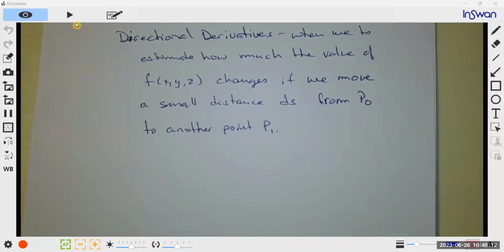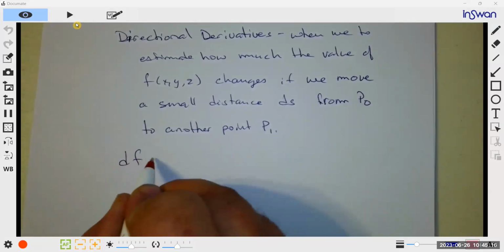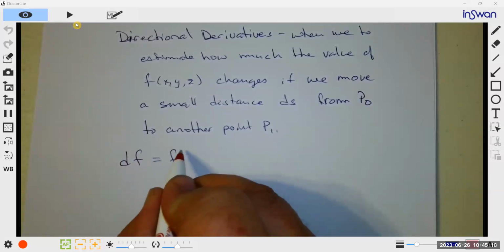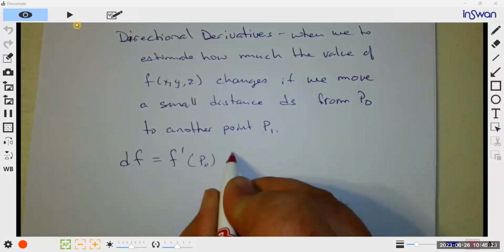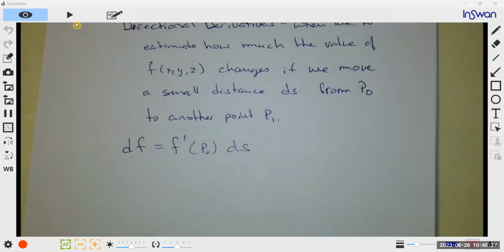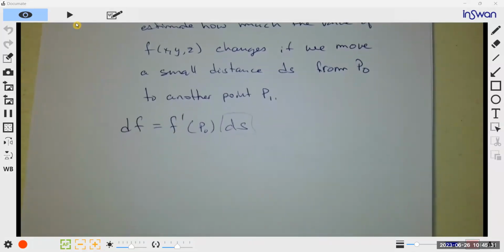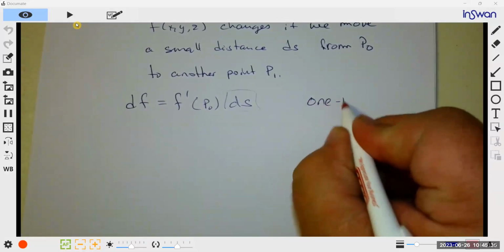In calculus 1, when we deal with single variables, we had the change in f is the derivative at our original value times the change. This is the change, sure. This is a small amount. This is one variable.